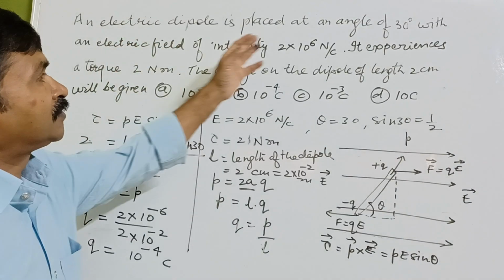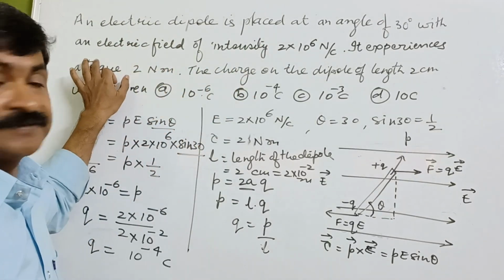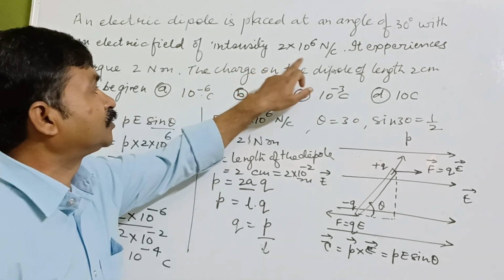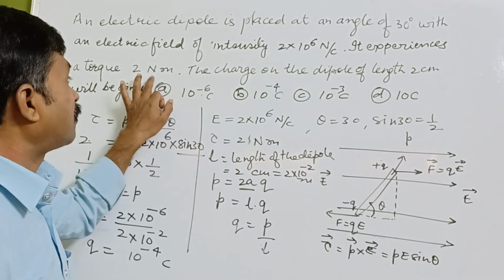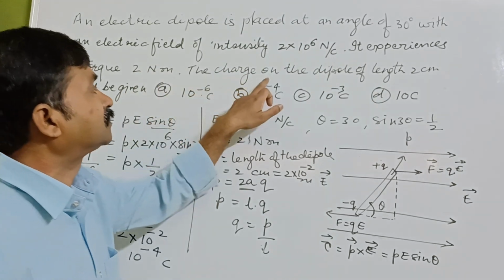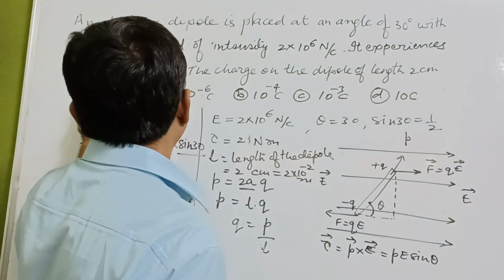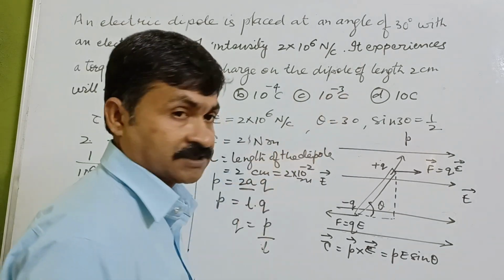An electric dipole is placed at an angle of 30 degrees with an electric field of intensity 2 × 10^6 Newton per coulomb. It experiences a torque of 2 Newton meter. The charge on the dipole of length 2 centimeter will be given by, the options are there.